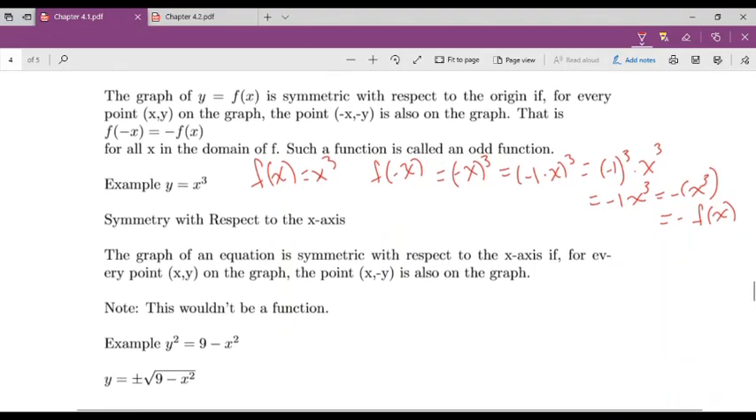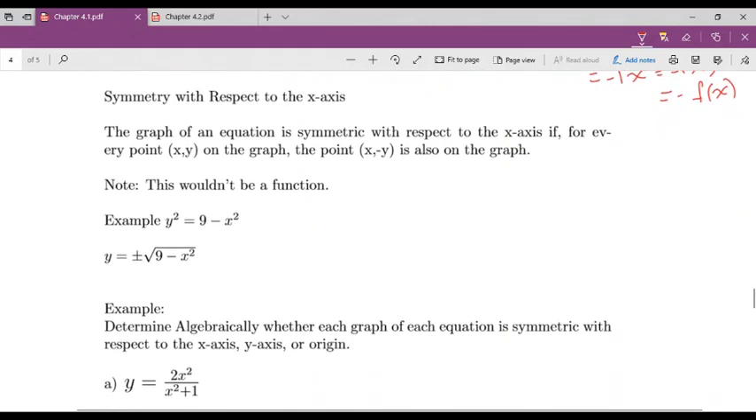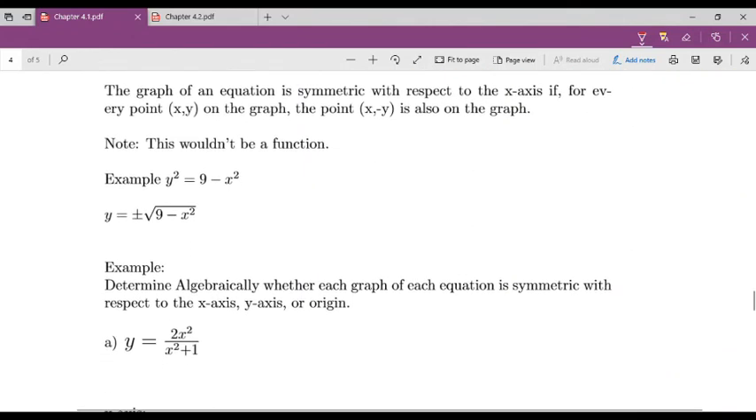The other thing we need to look at is symmetry with respect to the x-axis. The graph of the equation is symmetric with respect to the x-axis if for every point (x, y) on the graph, the point (x, negative y) is also on the graph. Note, this wouldn't be a function. It would not pass the vertical line test. In this example, y squared equals 9 minus x squared, which is the same thing as y equals plus or minus the square root of 9 minus x squared.